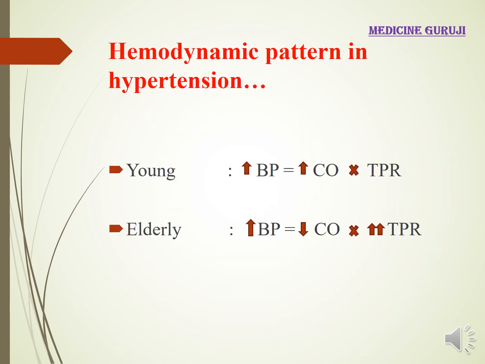What hemodynamic pattern do we see in hypertension? In the young, with increased blood pressure, as we all know, cardiac output increases along with total peripheral resistance. And in the elderly, with increased blood pressure, there is reduced cardiac output and much more increased total peripheral resistance.